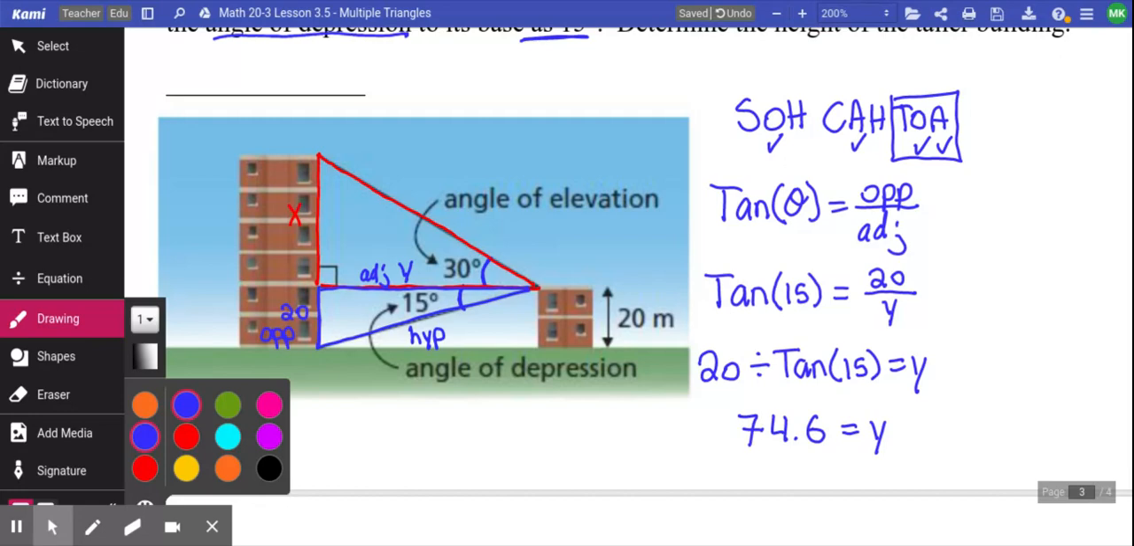This 74.6 is only giving me this distance right here. It's giving me that shared side. The reason that's important is because now you can solve for what you really wanted, which was the height of this building. So now looking at that red side, I could actually solve it.